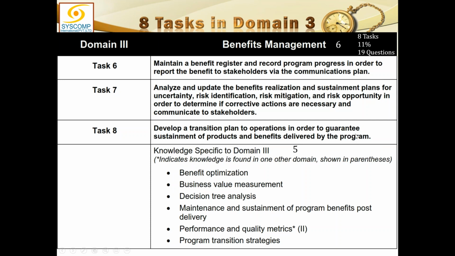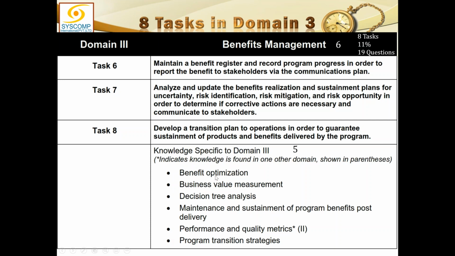Suhail, on the top, you say benefits management 6. And what does that mean? And then you have 8 tasks, 11% and 19%. Yeah, this I have written. There are 1, 2, 3, 4, 5, 6 knowledge and tools here, so I just wrote a number for that. And here I wrote 5, which is wrong. This should be 6. So the 6 are the knowledge, 8 are the tasks, 11% is the weightage, and 19 questions.